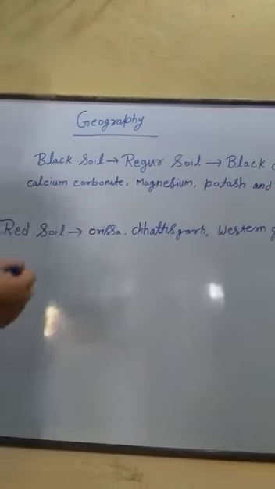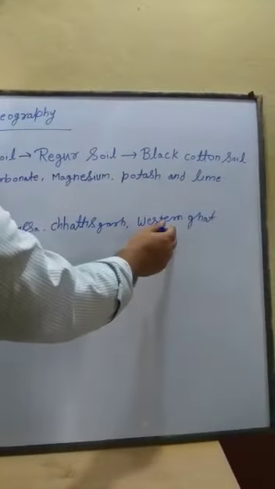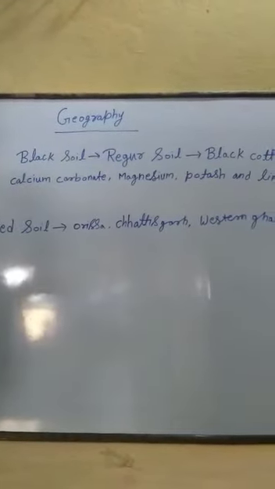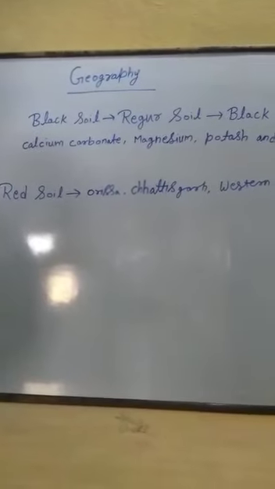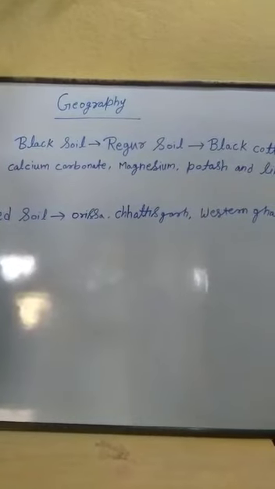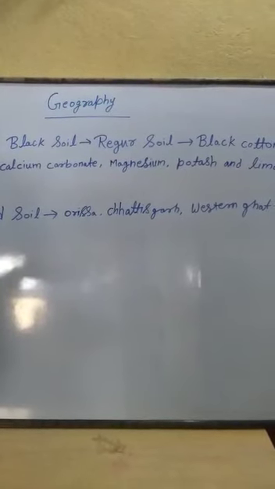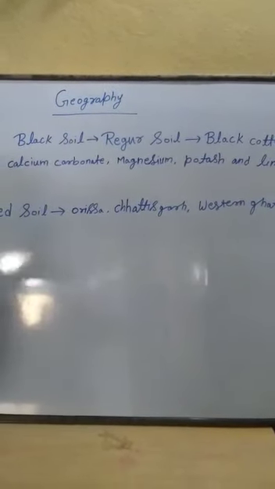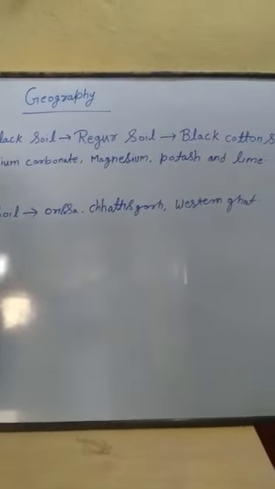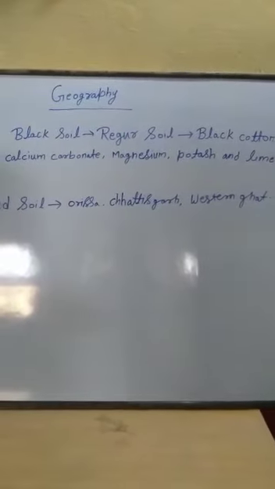Now I am going to describe the red soil. Red soil is found in Odisha, Chhattisgarh, and the Western Ghats, and it is mostly found in the eastern and southern part of the Deccan Plateau. Yellow and red soil are also found in parts of Odisha, Chhattisgarh, and the Western Ghats. It is affected by leaching and by erosional activity, so this soil is not very suitable for production.